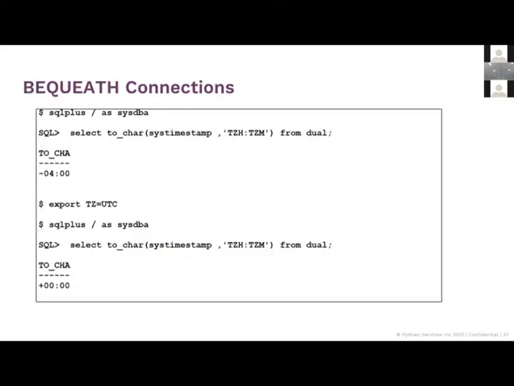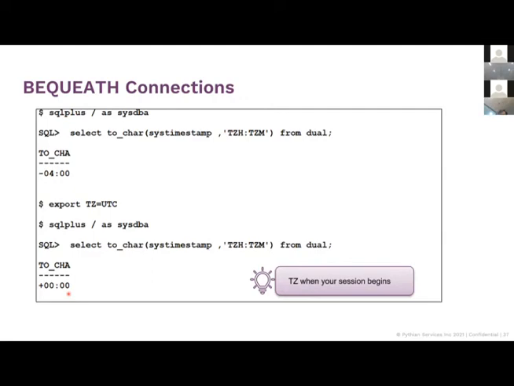Let's take an example, right? I log on to my server and I use a simple select sysdate from dual. I get -4. So that's the time zone I'm in. However, if I export my TZ, which is my system variable, set my time zone variable to UTC, and I again do a select sysdate, systimestamp or sysdate, I get a UTC time, right? So what does this tell me?